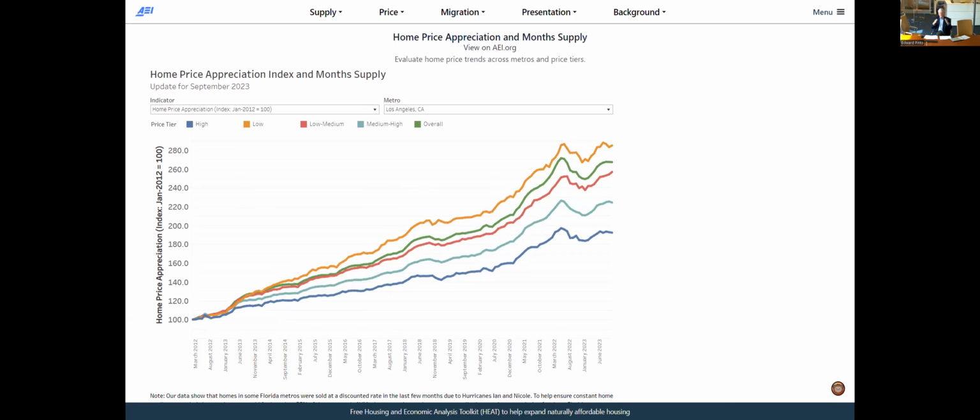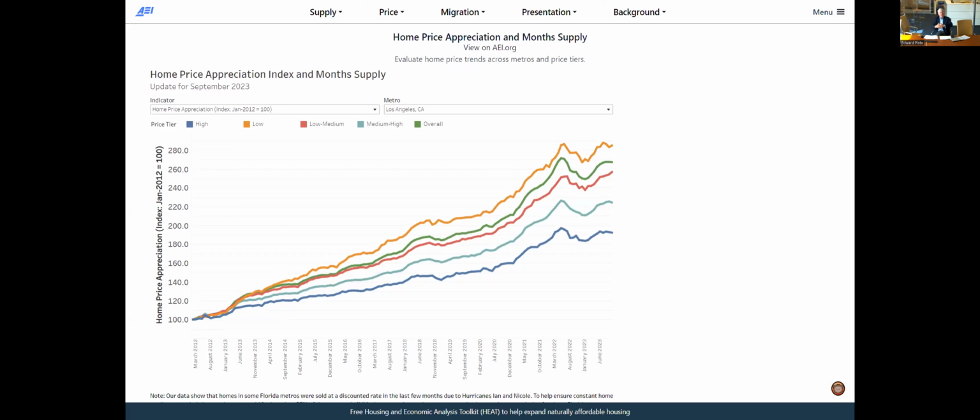You'll see, and this is true in virtually every market we cover, I don't know a market where this isn't true, that the low end of the market, which is about 30% of the market, it might be a little bit less in a place like LA, but nationally it's about 30%, goes up faster than any of the other price tiers. And that's largely for a couple of reasons.